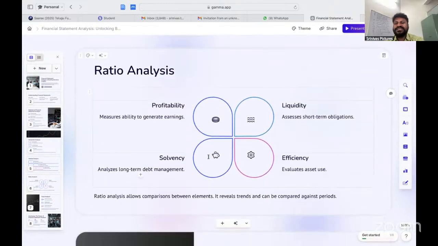Ratio analysis is a very important analysis in a company. We classify ratio analysis into four categories: profitability ratios, liquidity ratios, solvency ratios, and efficiency ratios. Profitability ratios talk about the profit position of the company.